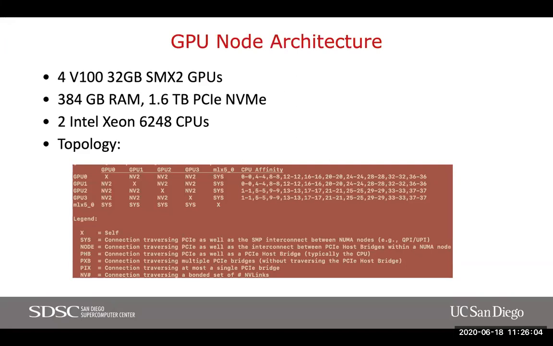On the GPU nodes, we have 4 V100 GPUs per node, and these are 32 gig SXM2 GPUs. There's 384 gigabytes of RAM, 1.6 terabytes of PCIe NVMe, and two Intel Xeon 6248 CPUs. We actually have one of the production nodes in the test cluster right now at SDSC, and I just grabbed the topology of it. You can see two hops of NVLink going between the various GPUs, and then the InfiniBand card.